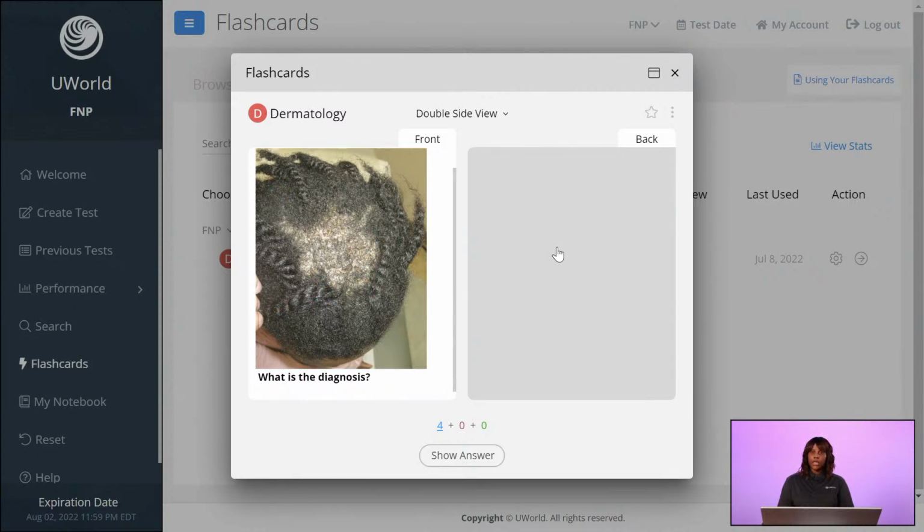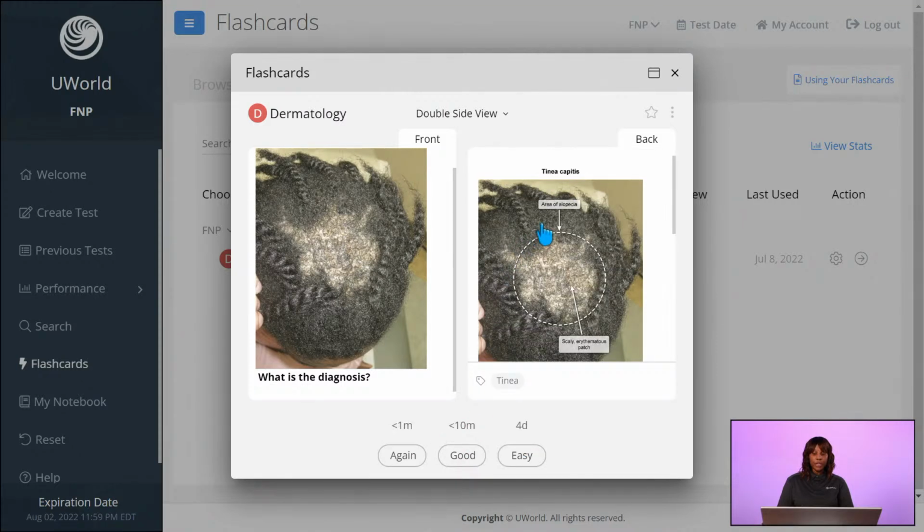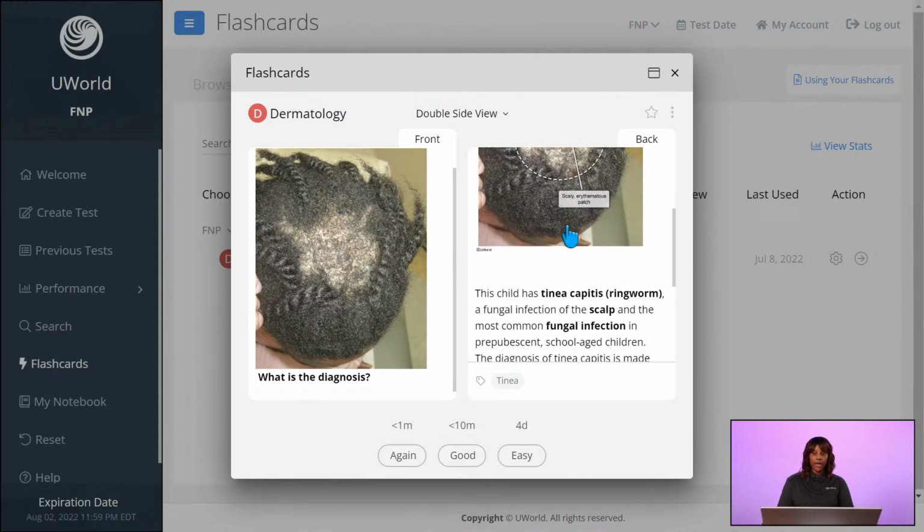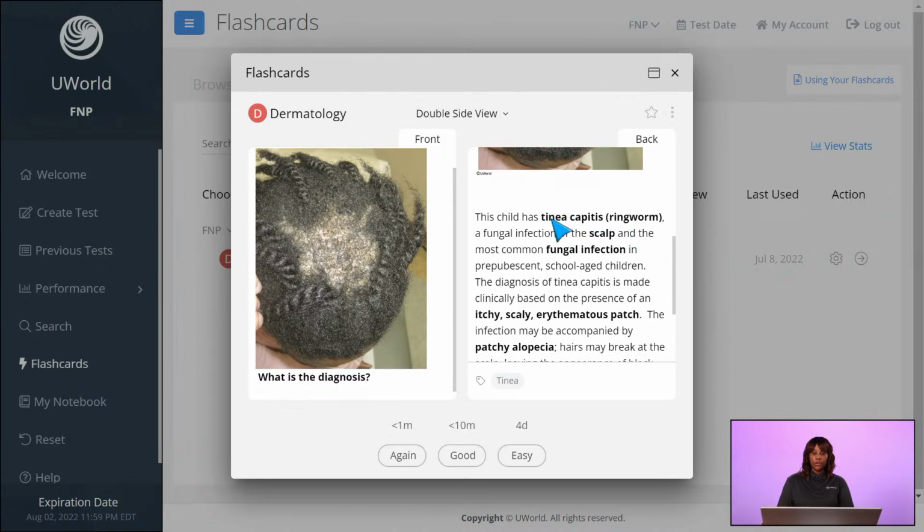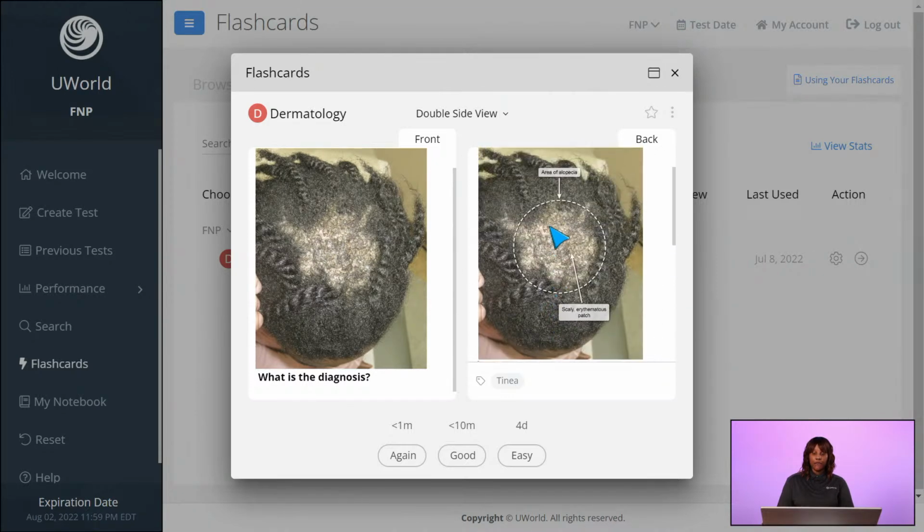Now you can click in 2 places. You can either click on this back side here, or you can hit show answer. And then everything that you stuck on the back of that flashcard is going to come up, including the paragraph that you added and the photo.